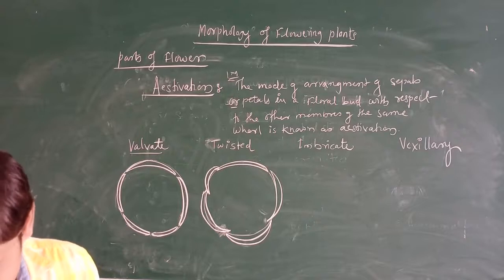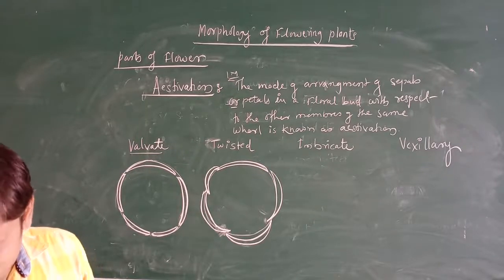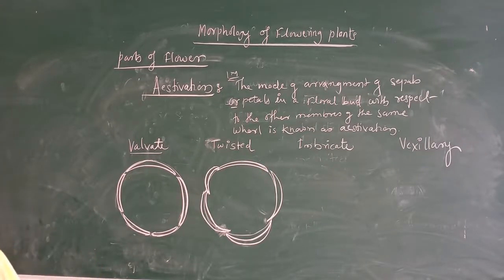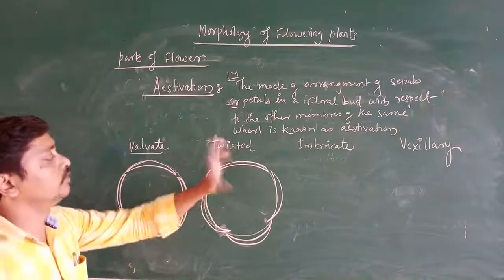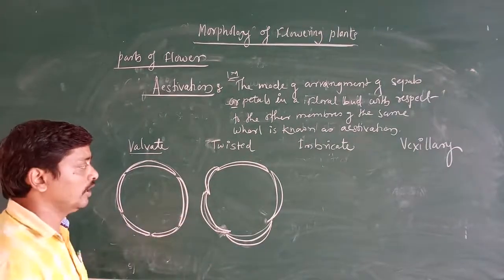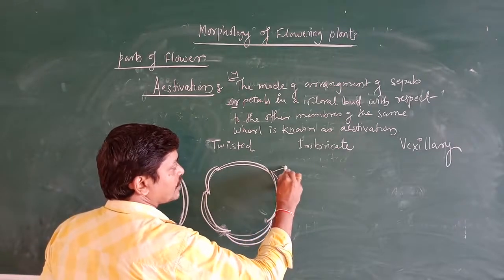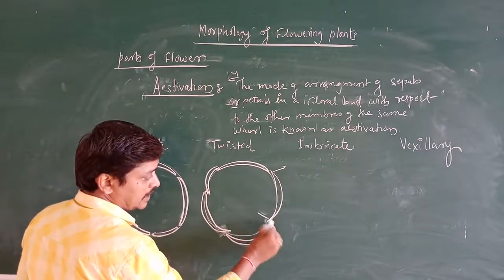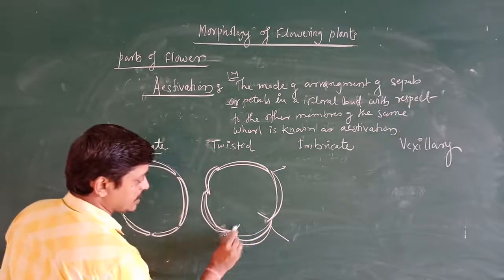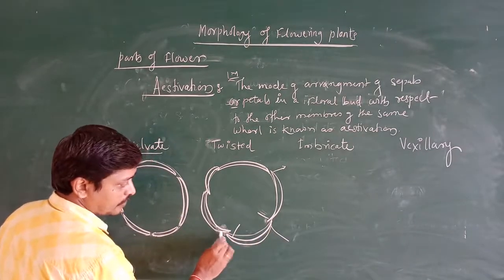What is going to happen? One margin of the appendages overlaps the other, the next one, and so on. In the sense, one overlaps the other, and it is going to continue. Here I am going to show you. This is the one margin outside, and this one is inside. This is outside. This is inside.